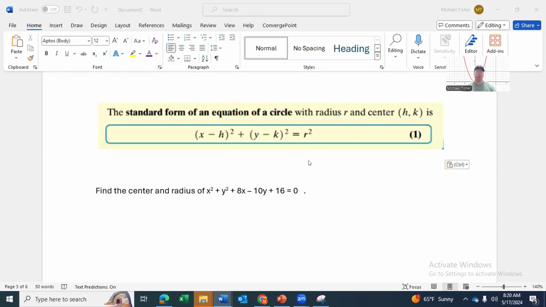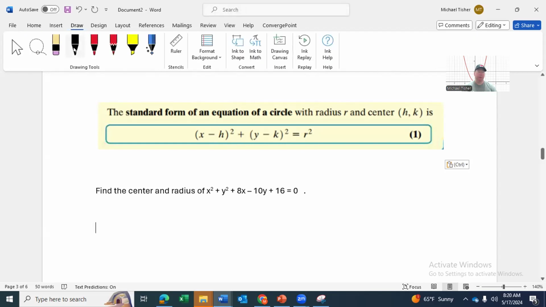To change it to standard form, we have to somehow put parentheses in here. In other words, we have to put something of the format something minus something, parentheses squared. And the way to do that is something known as completing the square. To complete the square, to get an x minus h, that's called a binomial. Anything of two terms is called a binomial. So we want to get a binomial squared.